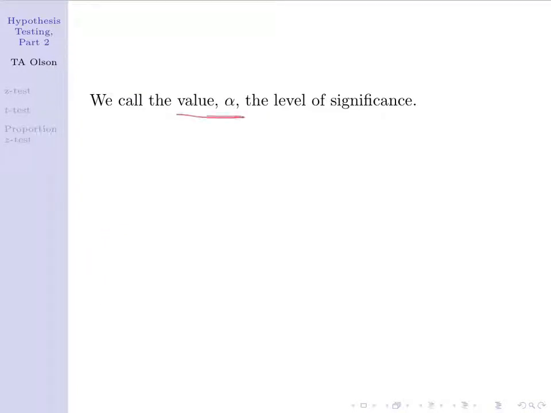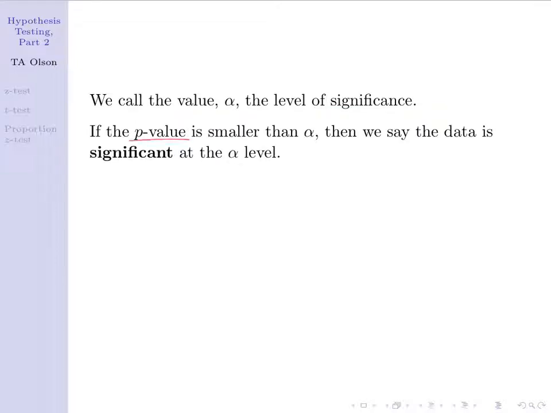All right, we call the value alpha the level of significance. If our p-value is smaller than alpha, then we say that the data is significant at this alpha level. Right? This is what the level of significance means, right? So if the p-value is smaller than alpha, the data is significant. If the p-value is larger than alpha, then the data is not significant.